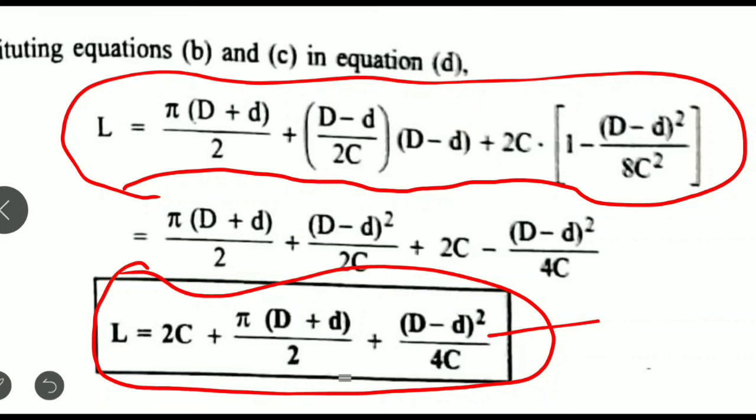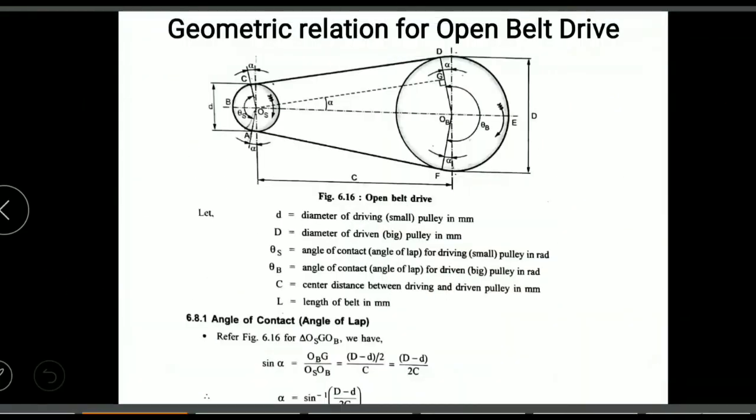So likewise we can derive the equation. In the examination they will ask the question: write a note on, or derive an expression for the length of belt drive. So in that case you need to write this sequentially with the diagram. Clear friends? I hope you understood the things.